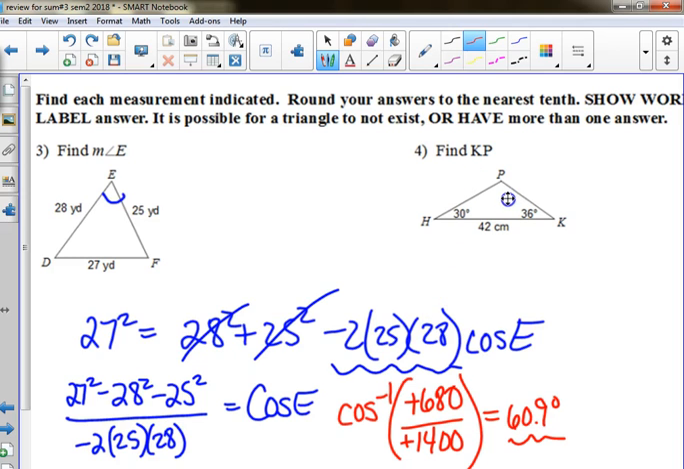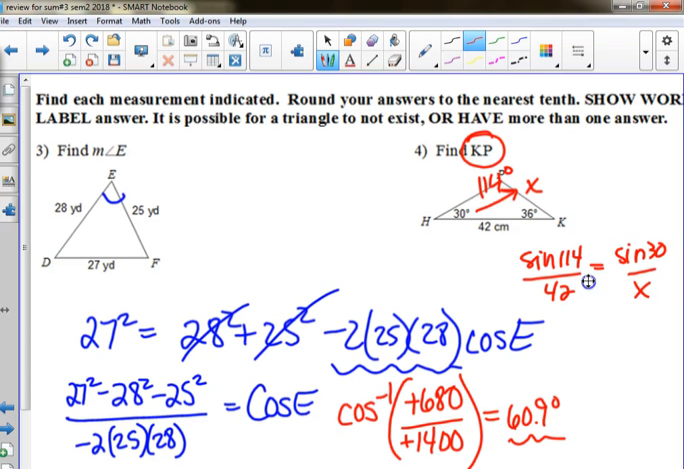Okay. Do you need me to do? Be careful. Read what it asks for. It's asking for KP, so then you're going to do what? Law of sines, but you are going to have to find that missing one up there. 180 minus 36 and 30 is 114. So you'd have like sine of 114 across from 42 equals sine of 30 across from x.